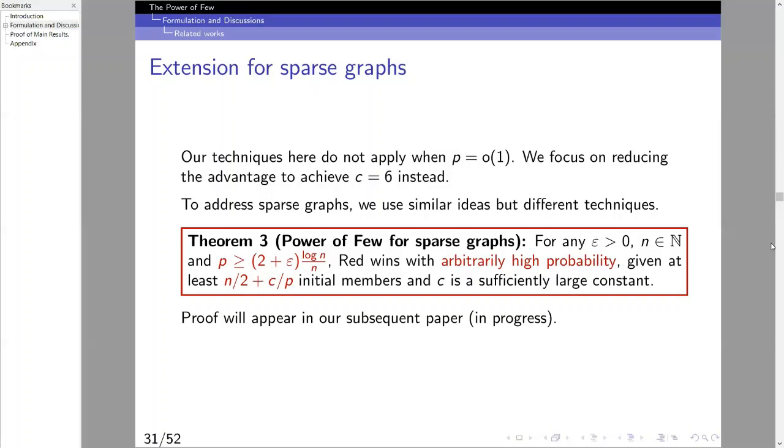So it also works when p is a constant, because the term c over p is also a constant in that case. So it does imply the power of the field phenomenon that we showed here, but probably with a constant larger than 6, probably 20 or even 100. And the techniques are different enough from our techniques, so we'll write about it in our next paper.